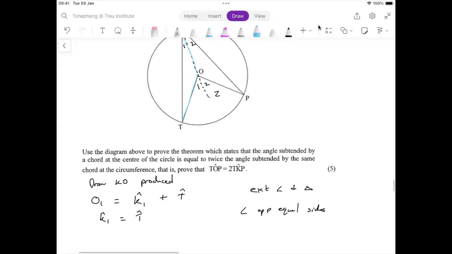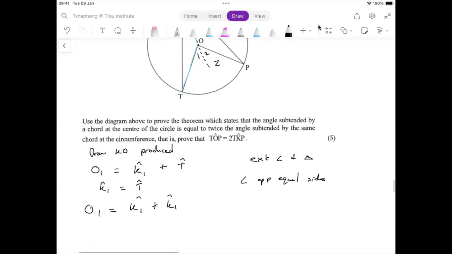Okay, now we are going back to this equation. So we can say O1 is equal to T plus K1, right? Instead of saying T, we know that T is equal to K1. So it means that O1 is actually 2 times K1. I hope that is clear.